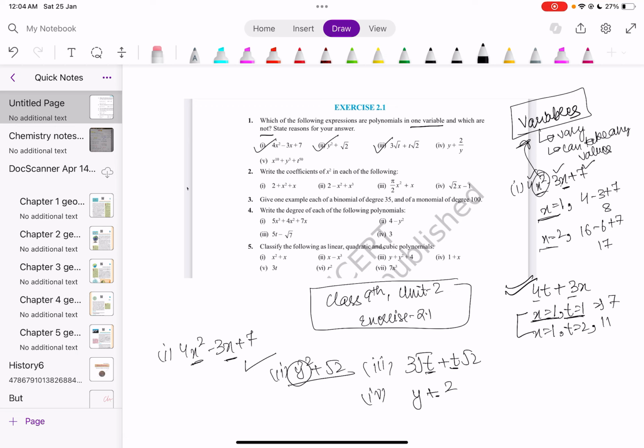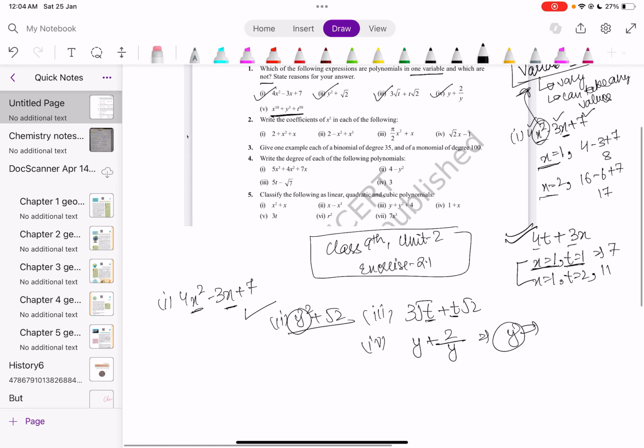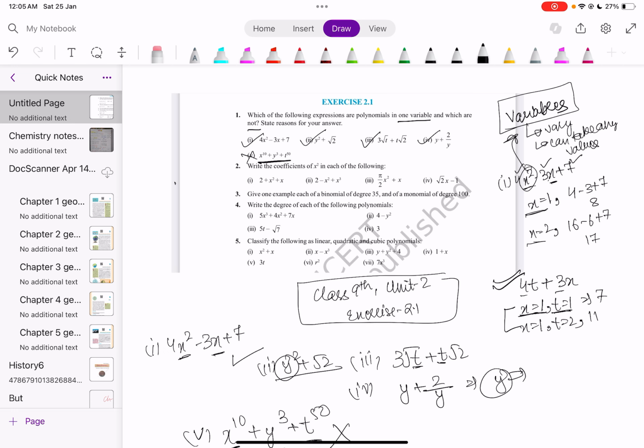Fourth we have y plus 2 upon y. Here also only y. So this is also one variable. But if we talk about our fifth part, which is x to the power 10 plus y cube plus t to the power 50, here x is different, y is different, t is different. So this is not in one variable. All right.